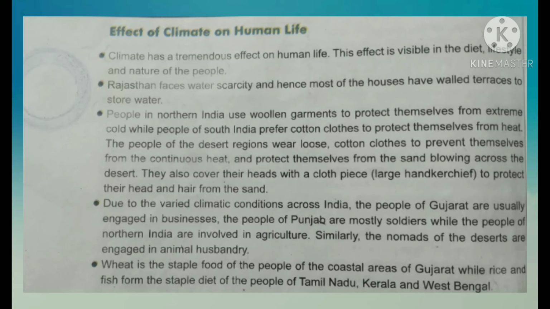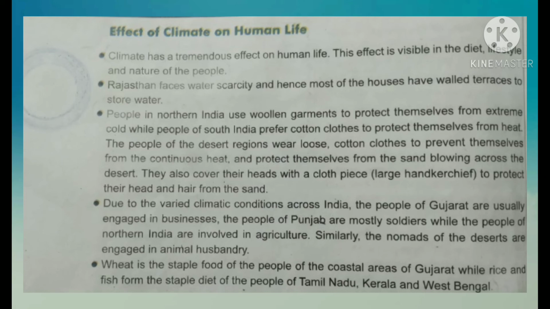Rajasthan faces water scarcity and hence most of the houses have walled terraces to store water. You know very well that Rajasthan receives less than 30 centimeters of rain annually, so they have scarcity of water. So they are storing the water on the walled terraces.